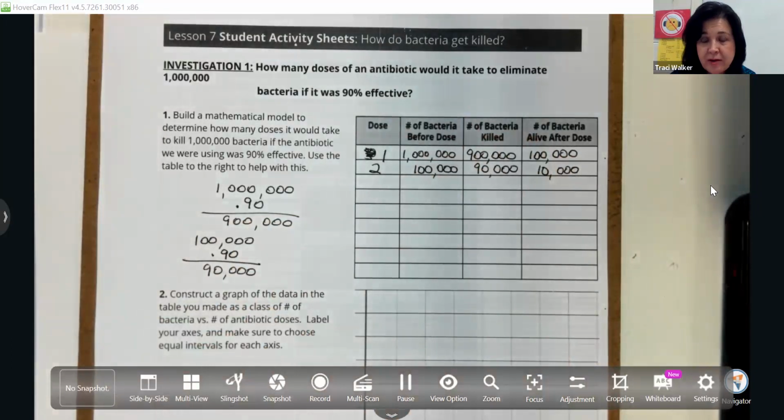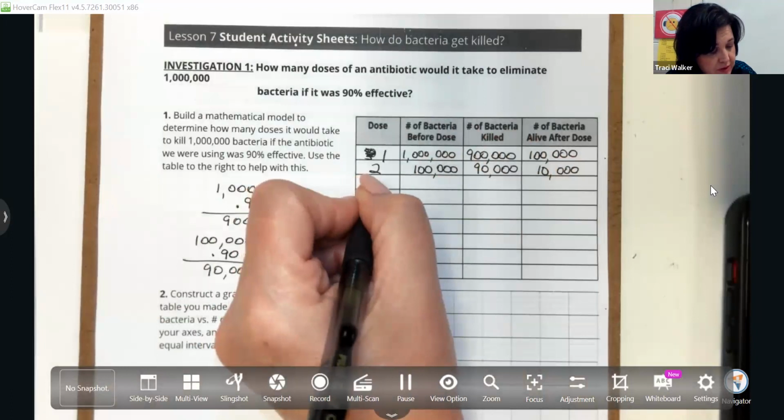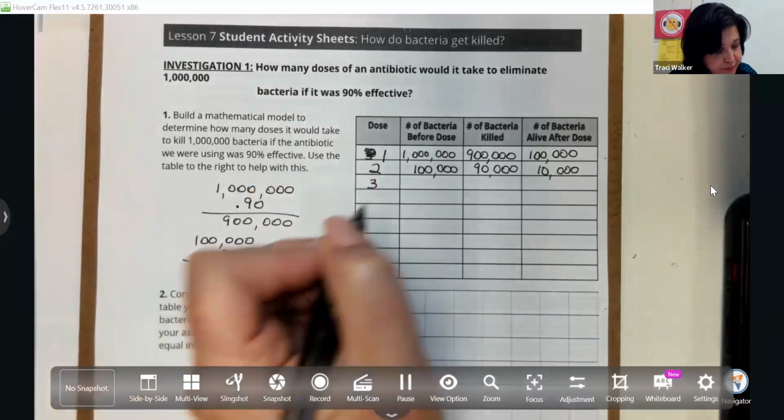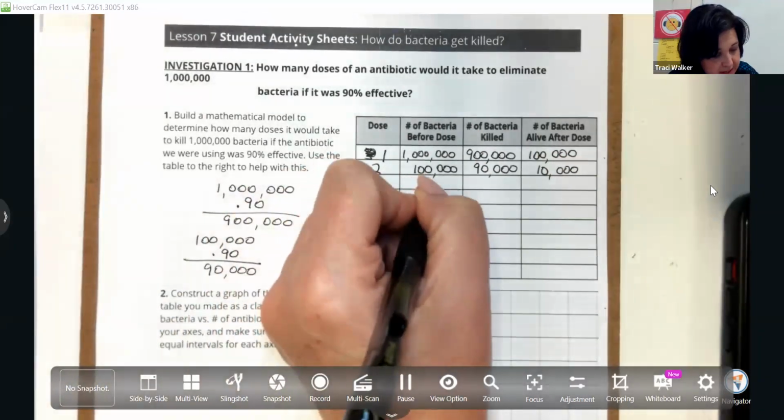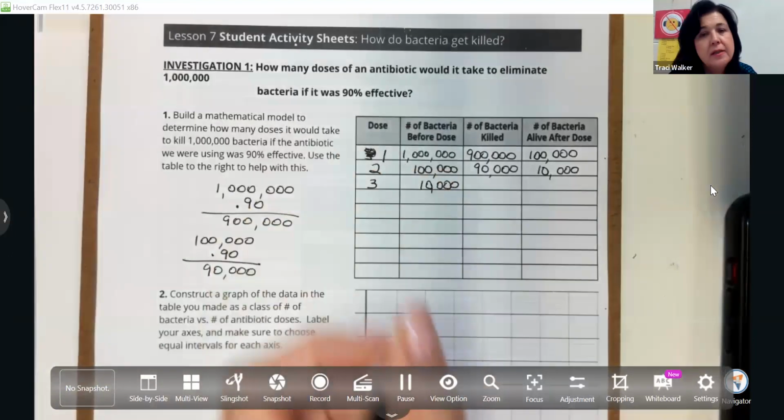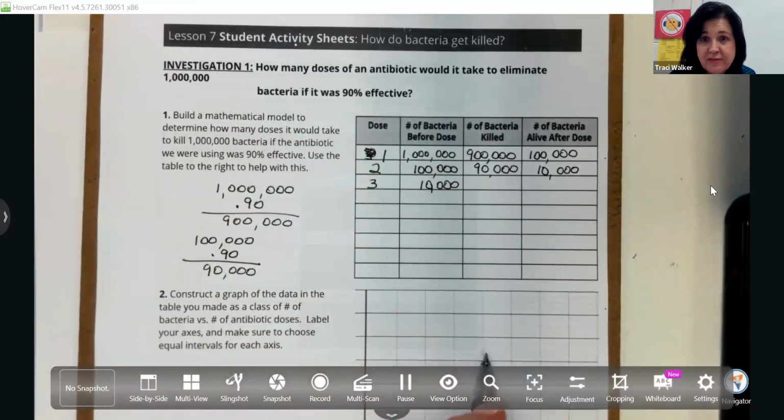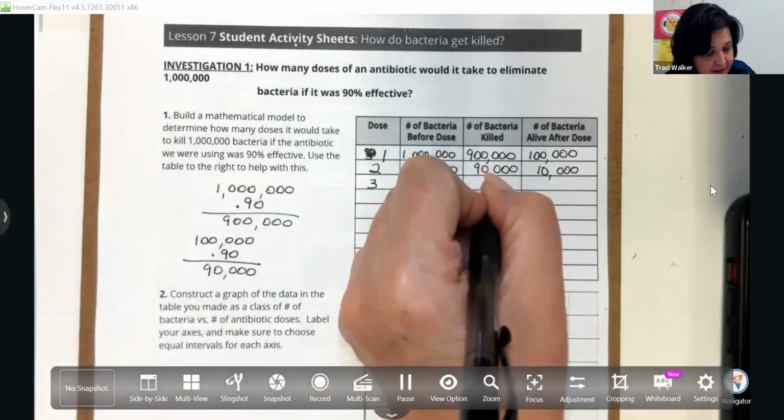But we can't stop taking our medicine yet. We got to kill them all. So on your third dose, you've got 10,000. We're going to kill 90% of them. So 10,000 times 0.90 is 9,000.